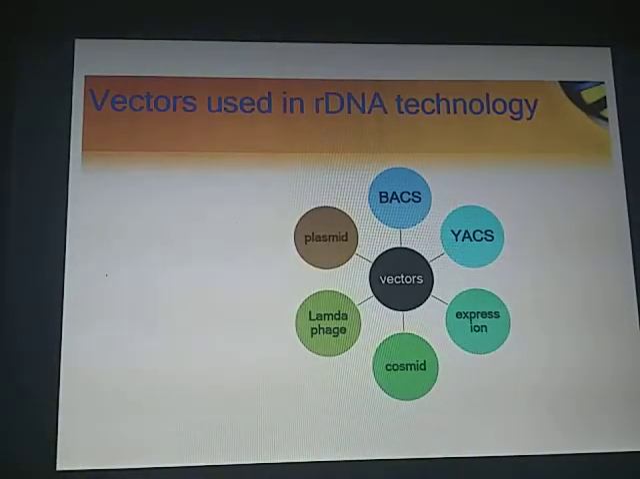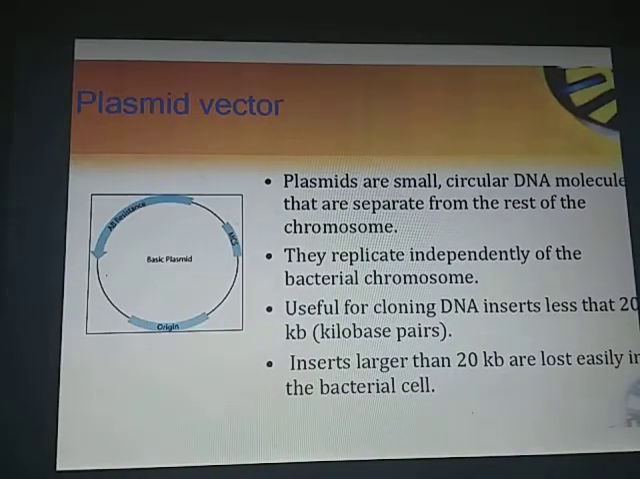The vectors used in recombinant DNA technology are the plasmid vector, lambda-phage vector, cosmid vector, expression vector, yeast artificial chromosomes and bacterial artificial chromosomes. These are the most commonly used vectors. Plasmids are small circular DNA molecules that are separate from the rest of the chromosome. They replicate independently of the bacterial chromosome and are useful for cloning DNA inserts less than 20 kilobase pairs. Inserts larger than 20 kb are lost easily in the bacterial cell.